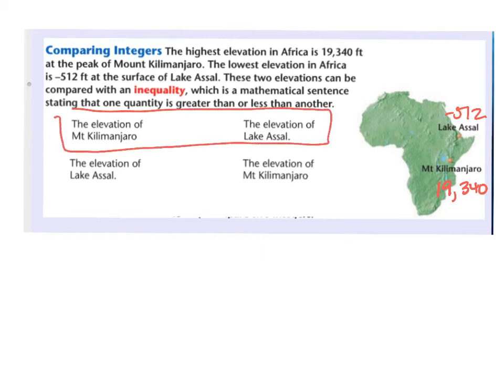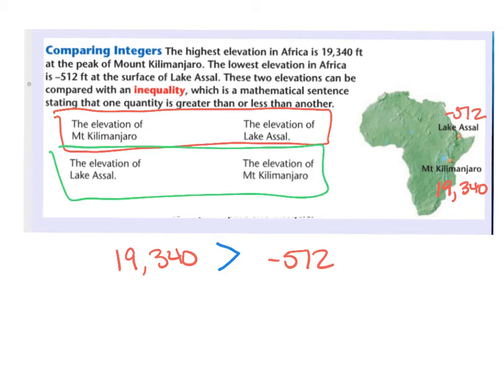We're going to do this one first. So the elevation of Kilimanjaro, 19,340, and the elevation of Lake Assal is -512. So this one would be greater than. Now let's switch it around and do the other way. So the elevation of Lake Assal, the elevation of Mount Kilimanjaro. Now we're going the other way. -512 is less than 19,340.